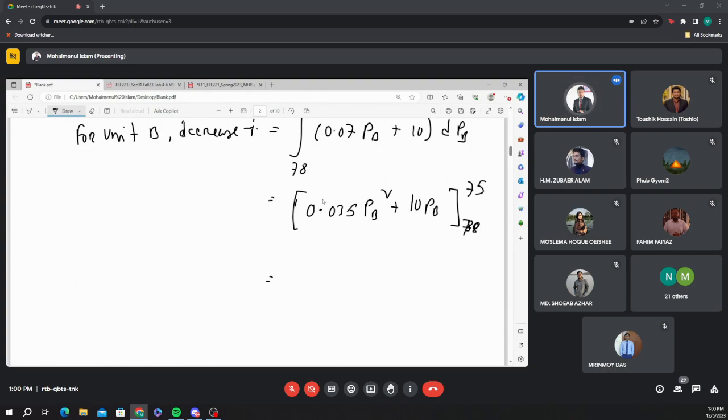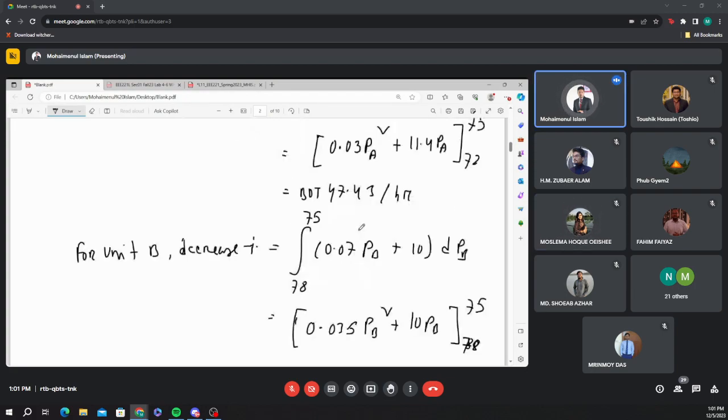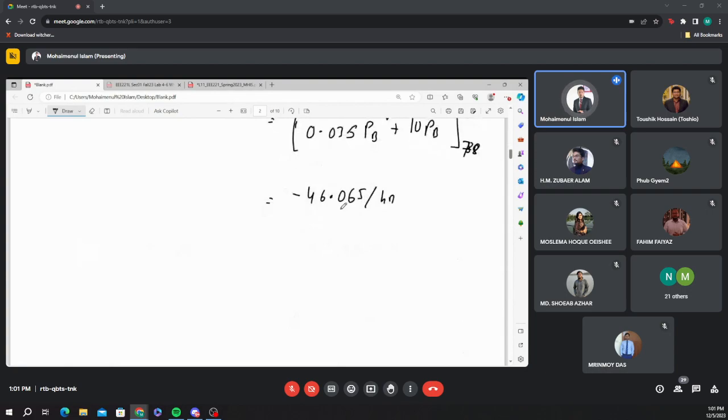So can you calculate it again? So minus 46.065. 0.065 per hour. Okay, see, previously it was 47 something BDT per hour, and it is minus 46.065 BDT per hour. So in that case, we can find the difference, right?